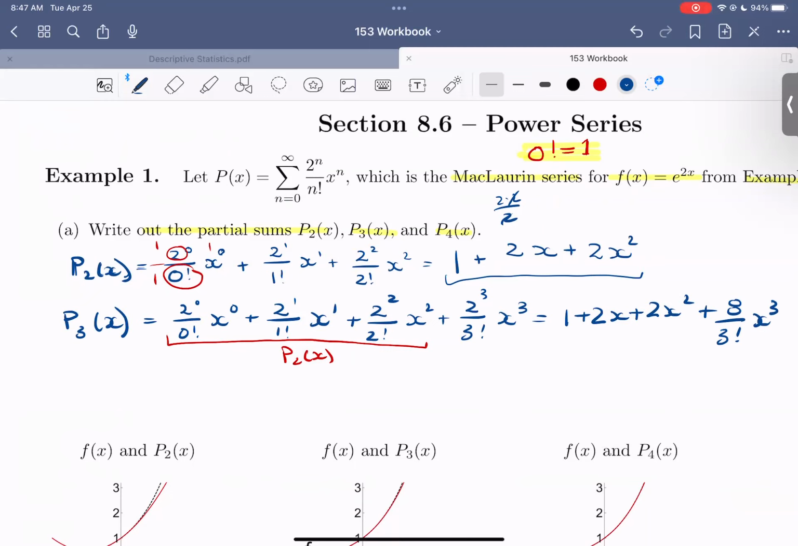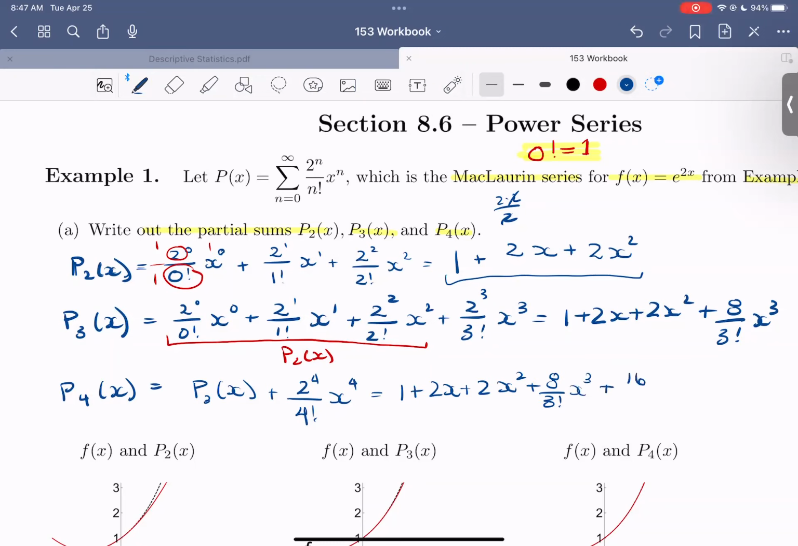All right, so now we can do this one more time for p sub 4. We could write out all those terms, or I can just say I know this is going to be p sub 3 of x plus that fourth degree term. So plus 2 to the 4 over 4 factorial times x to the 4th. So that's going to be 1 plus 2x plus 2x squared plus 8 over 3 factorial x cubed plus 16. 2 to the 4th is 2 times 2 times 2 times 2, so 16 over 4 factorial x to the 4th.